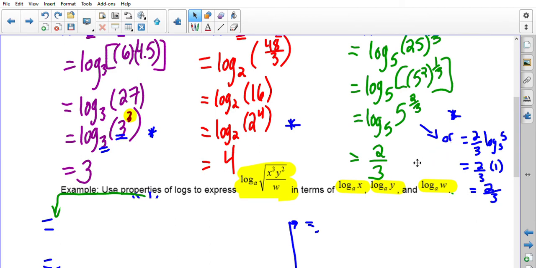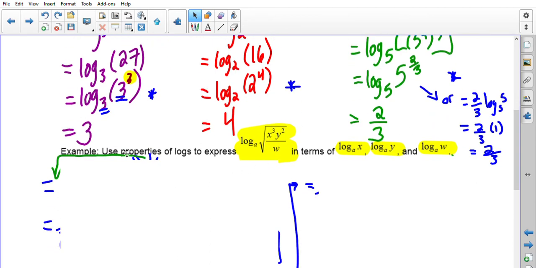All right. So now it says we're going to use properties of logs to express this ugly looking expression. That whole expression is the argument, with the base a, in terms of log x to the base a, log y base a, and log w base a. So that means we basically want, for lack of a better word, to dismember this argument into these pieces, okay? Because right now it's all grouped together.